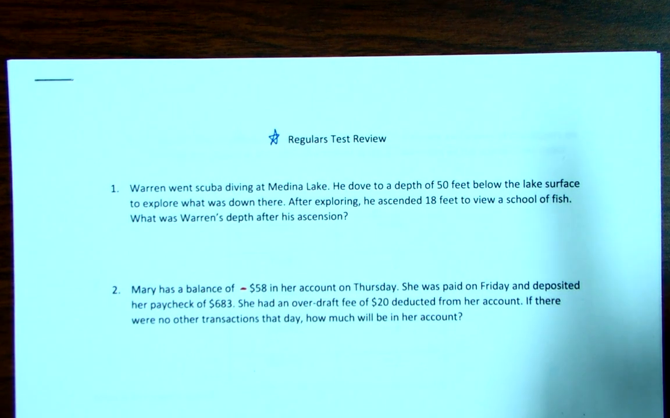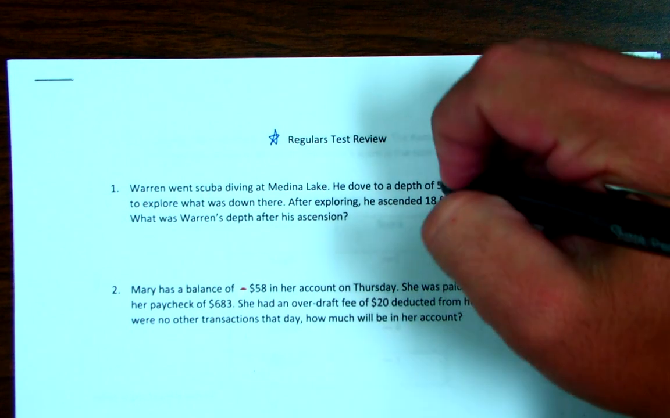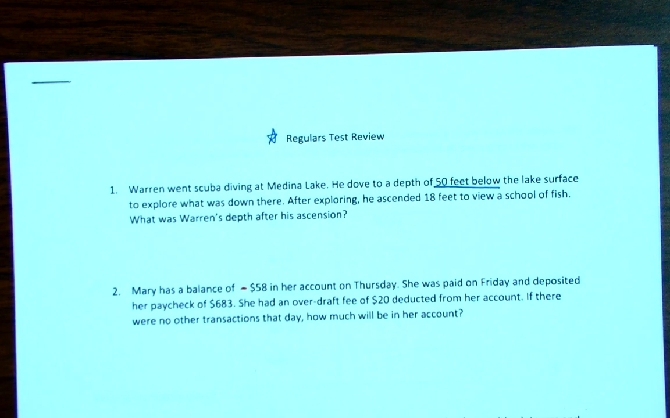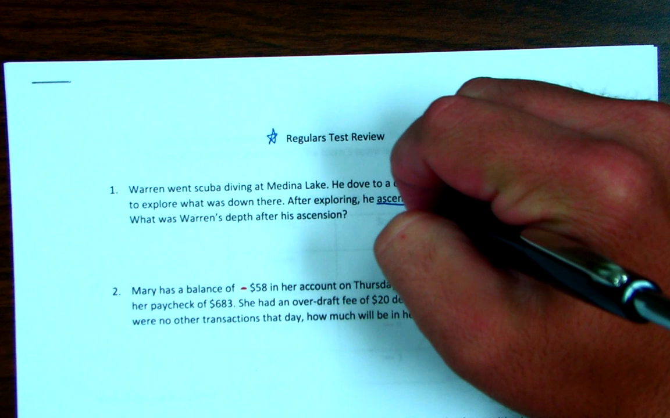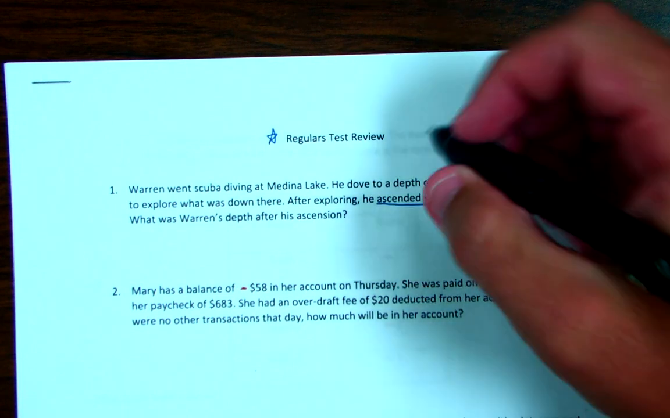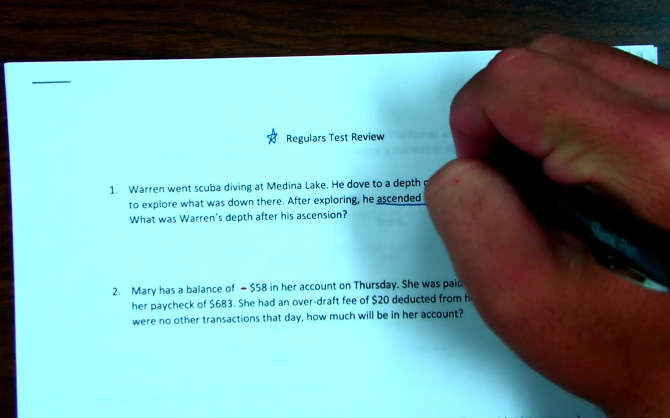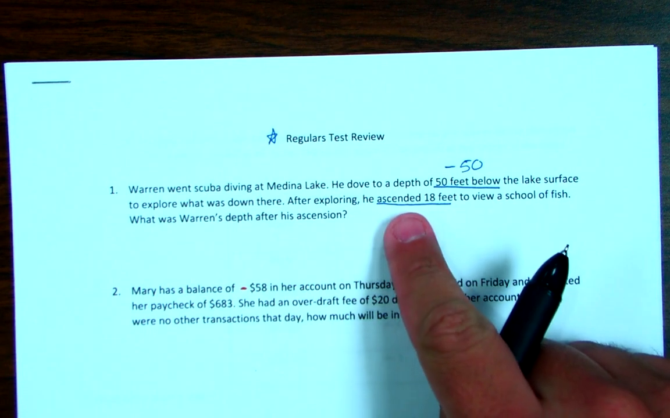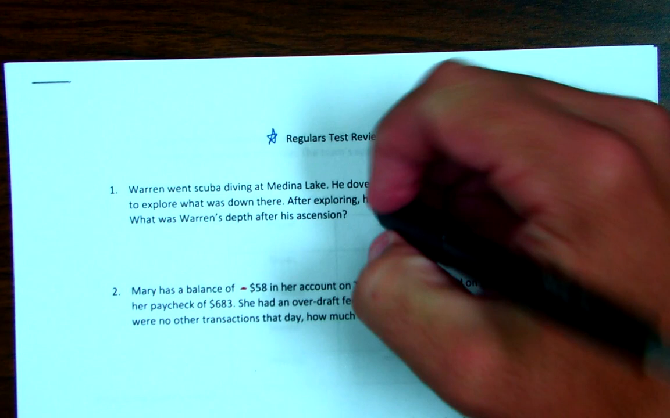Warren went scuba diving at Medina Lake. He dove to a depth of 50 feet below the lake's surface to explore what was down there. After exploring, he ascended 18 feet to view a school of fish. What was Warren's depth after his ascension? Well, 50 feet below is represented by a negative 50. Ascended means he went up, like he was trying to go get some air.